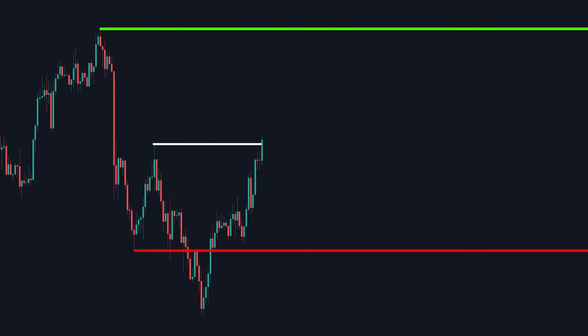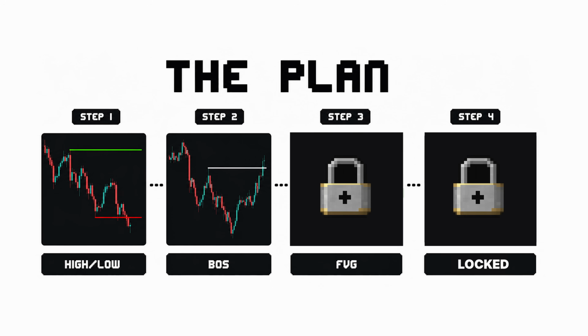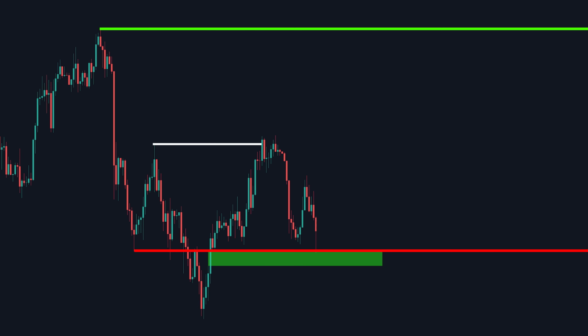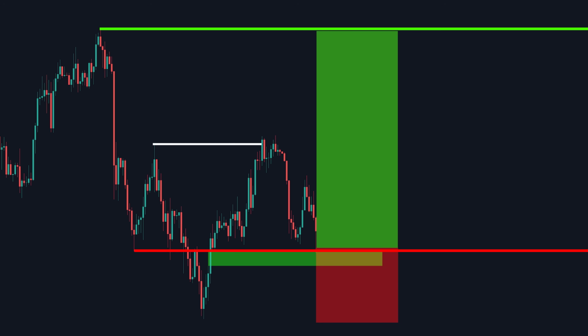While price did the break of structure, it left behind a bullish fair value gap. Wait for price to come down to this fair value gap. Once price gets here, we move to the next step. Enter the trade. Stop loss below the lows, and you're gonna set your take profit at the previous day's high we marked before. And just like that, we got a winning trade.